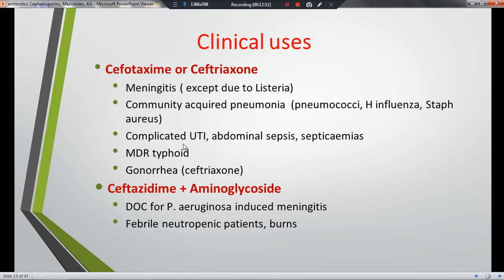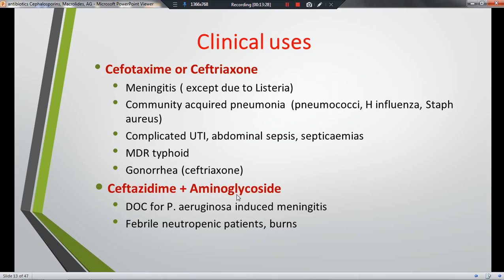It is an alternative to ciprofloxacin. Gonorrhea, ceftriaxone is a drug of choice. And ceftazidime, which has anti-pseudomonal action, it has activity against pseudomonas, so you combine it with aminoglycoside for pseudomonas induced meningitis. Also in case of febrile neutropenic patients where the neutrophil count is very low and the patient is having fever, or in burns patients where you suspect there is a chance for pseudomonal infection, you give them a combination of ceftazidime and aminoglycoside. We'll see about aminoglycoside in the next session.